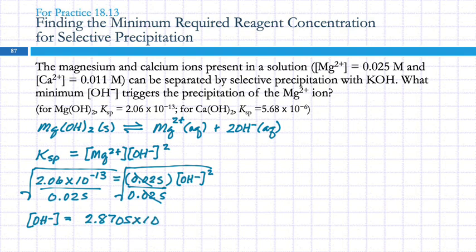0.8705 times 10 to the minus 6. 2.9 times 10 to the minus 6 molar. As we add potassium hydroxide, when the hydroxide ion concentration reaches 2.9 times 10 to the minus 6 molar, we are teetering on the edge of precipitating the magnesium. When we add more magnesium, we'll precipitate out of solution.